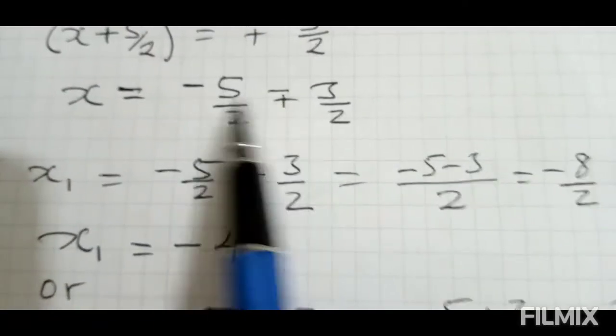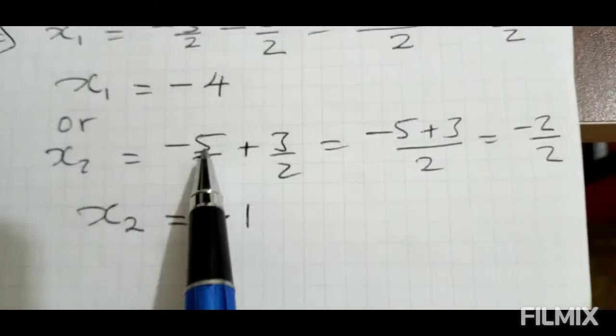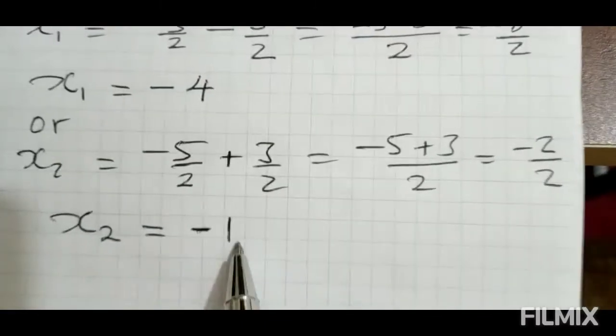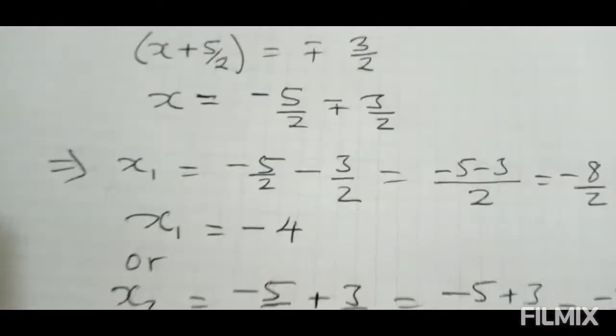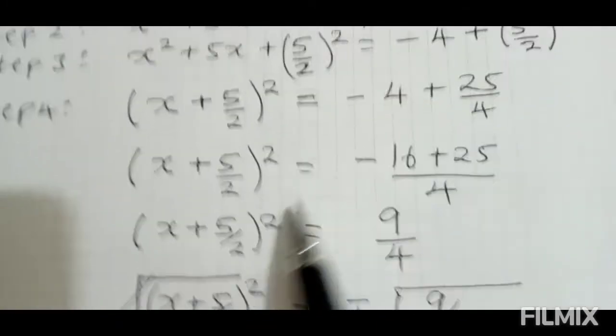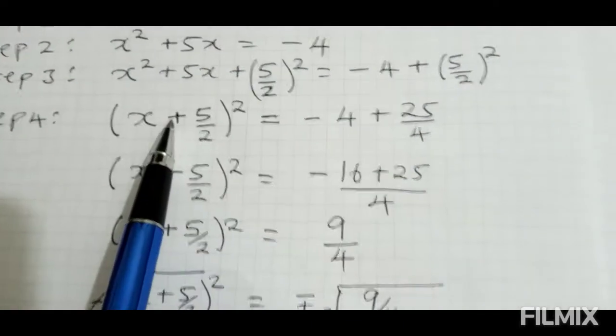Then same thing with x2. Now we take this one with a plus, so minus 5 over 2 plus 3 over 2. So what do we have? Minus 5 over 2 plus 3 over 2 is equal to minus 3 plus 3 over 2, which is minus 2 over 2. And this is x2 is equal to minus 1. So we just need to follow these steps. Of course, the complicated part is when you start simplifying here.